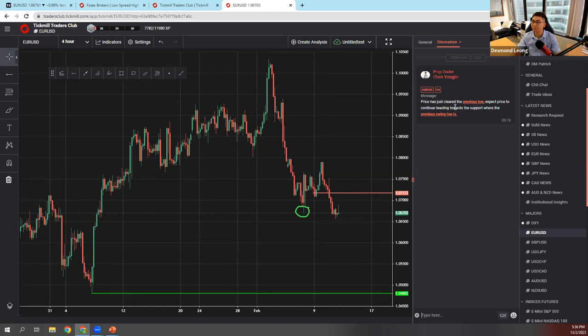Create it out. Expect price to continue heading towards the support where the previous swing low is. Highlighted it out. So it actually is highlighting the horizontal line.